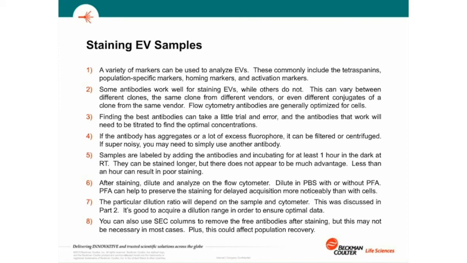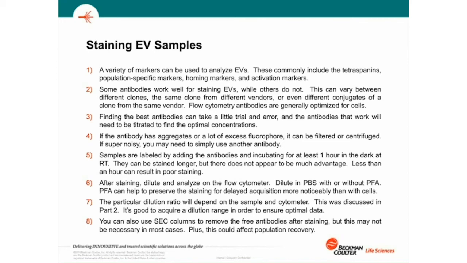Finding the best antibodies can obviously take a little trial and error, and the ones that work will need to be titrated. If the antibody has aggregates or a lot of free fluorophores, the best thing to do is to filter or centrifuge. But if they're really noisy, such as some antibodies where they don't actually filter the fluorophore after conjugation, you may simply need to use another antibody because these can have a lot of noise.